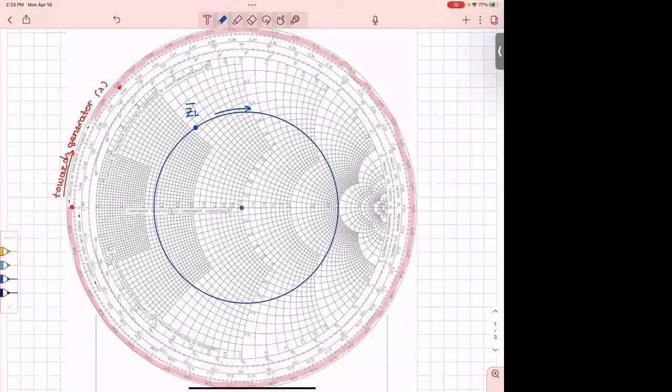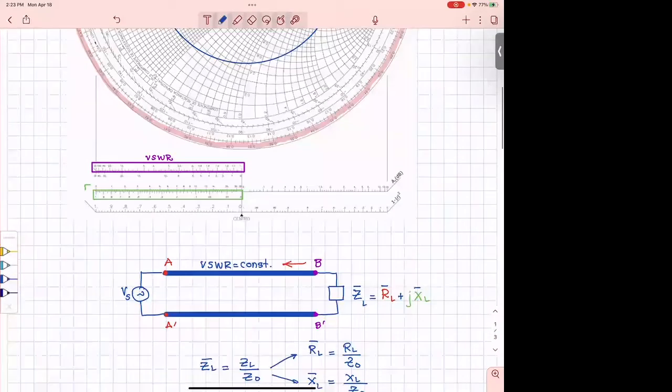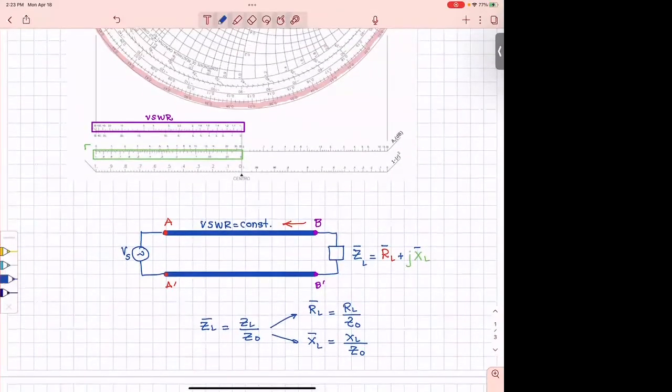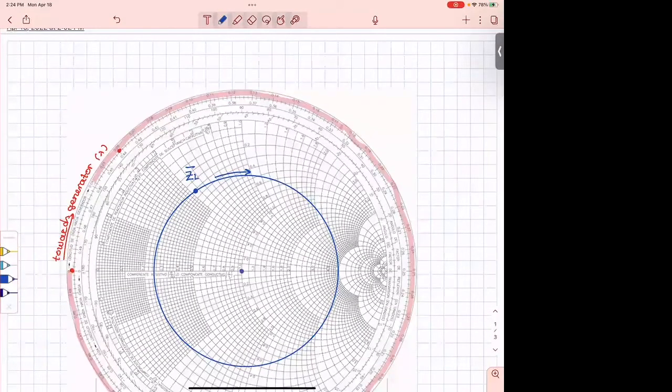Let's assume now that I gave you this ZL, I gave you this point, and I want to move, and I also told you that the length of the line, which we indicate by L, is 0.3 of lambda. Okay, then how am I going to find this? Then I draw this line here from the center of the chart.